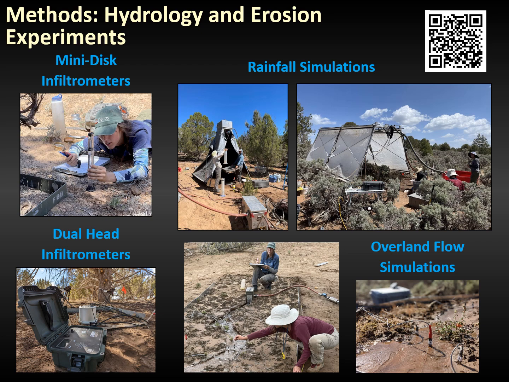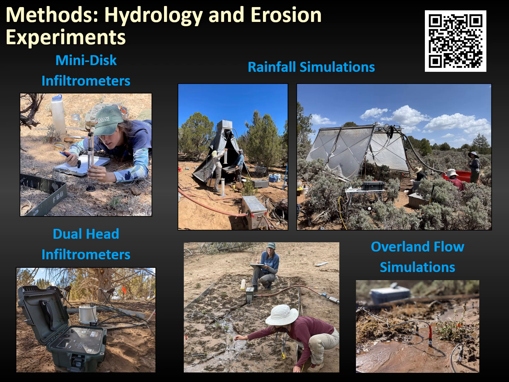I'll provide a very brief overview of our methodology here, but for those that are interested, reference the QR code for more specific details. We utilize a suite of infiltrometer, rainfall simulation, and overland flow experiments to quantify surface hydrology and erosion processes. The various methods allow us to isolate specific processes that occur at fine, coarse, and hill slope spatial scales and provide data for representing those processes in hill slope scale conceptual and quantitative models.